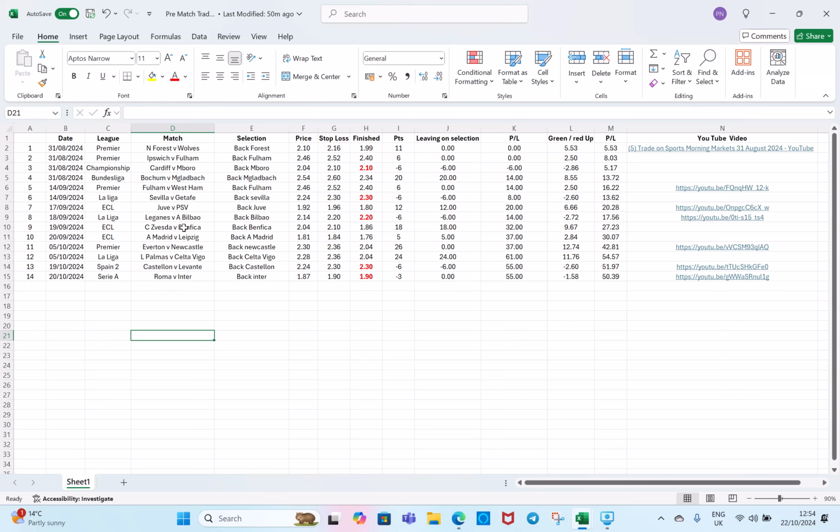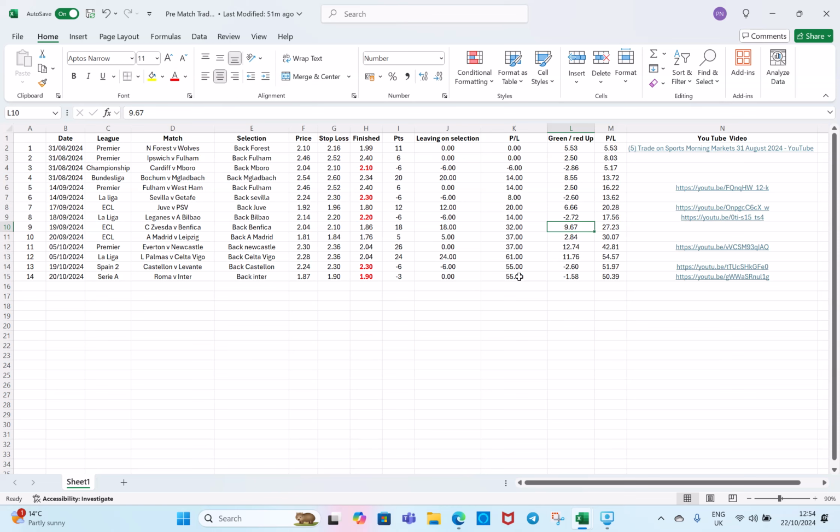But here's an example, say like in the Champions League, Vesta against Benfica, back Benfica. The price was 2.04. We said put a stop loss at 2.1. They came into 1.86, so they made 18 points. If we left it on the selection, the Benfica one seed had been up 18 points. If you'd have greened up, 9.67.